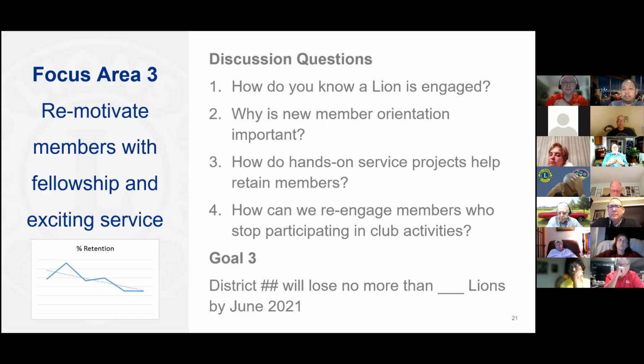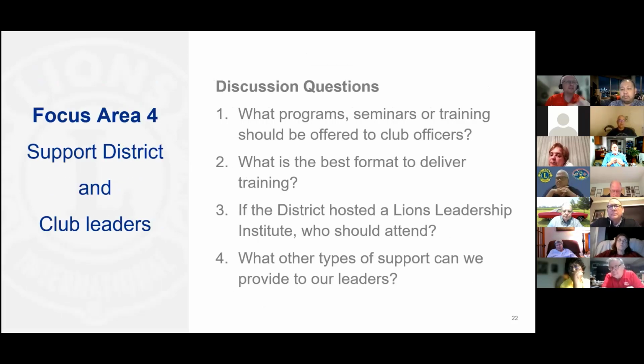And then finally, focus area four is club support. And you notice that at the end of each of the first three, we've asked, what training do you need? What tools do you need? And those then are coming back over here. And your tables are discussing what programs, seminars, or training should be offered to club officers. What's the best format to deliver that training? In person, Zoom, hybrid, the Learn Center with Lions Clubs International. What's the best way for us to do that?